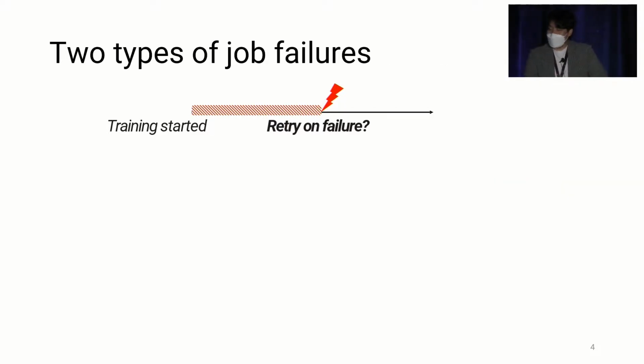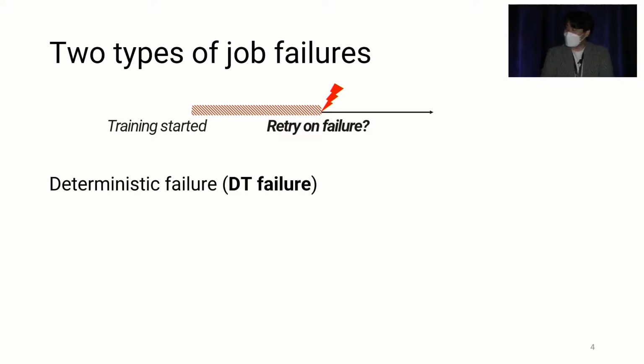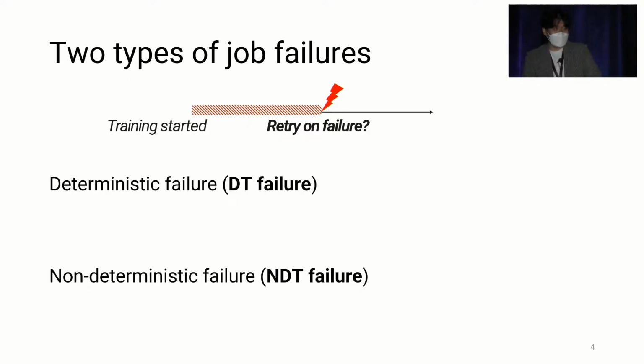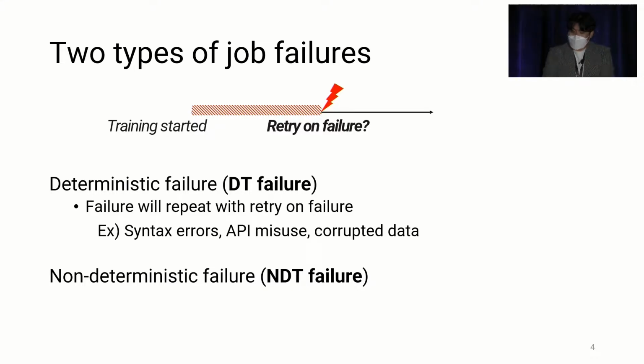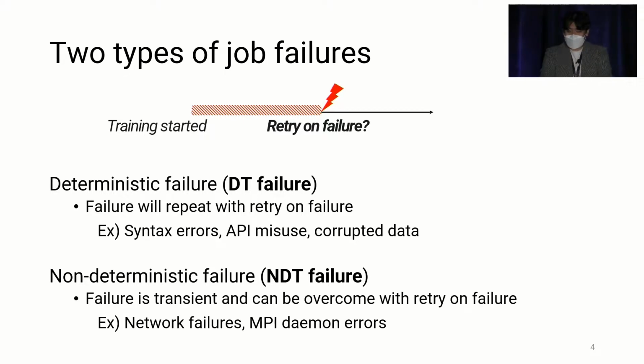For failure handling, we can largely classify all existing job failures into two categories. First, deterministic or DT failure, and second, non-deterministic or NDT failure. DT failure is repetitive, so it will repeat with retry, such as syntax error and corrupted data. On the other hand, NDT failure is transient and can be overcome with retry, such as transient network failures. Now, let's look at how existing shared GPU clusters handle failures in the presence of DT and NDT.